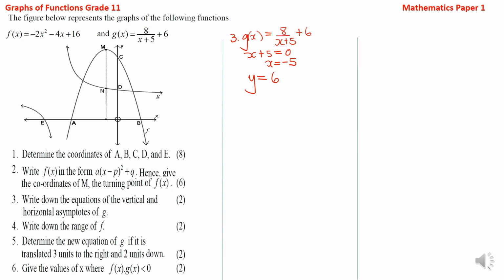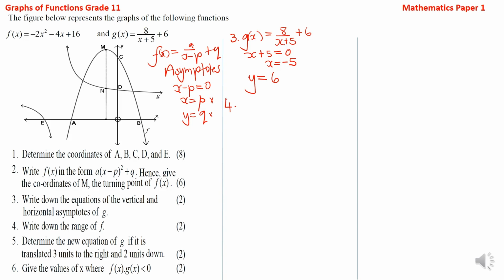So in general, we can say that given the equation of a hyperbola f of x is equal to a over x minus p plus q, then for the asymptotes, the first one, we always equate the denominator to 0. So that means x minus p is equal to 0, which gives us x is equal to p. The next asymptote, y is equal to q. These are the two equations of the asymptotes of the hyperbola. So in our case, x is equal to negative 5 and y is equal to 6.